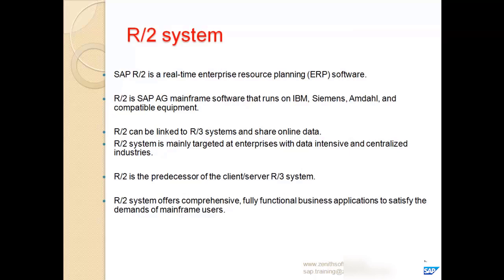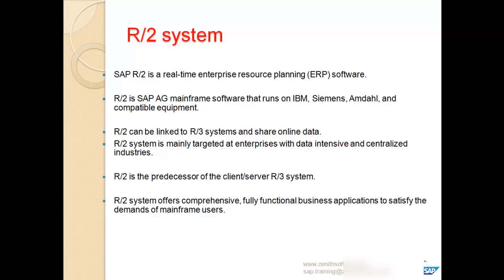SAP has two products, R/2 and R/3. R/2 is a real-time enterprise resource planning ERP software. It is an SAP AG mainframe software that runs on IBM, Siemens, Amdahl and compatible equipment. We can link R/2 to R/3 systems and share online data. R/2 system is mainly targeted at enterprises with data intensive and centralized industries. R/2 is the predecessor of the client server R/3 system.